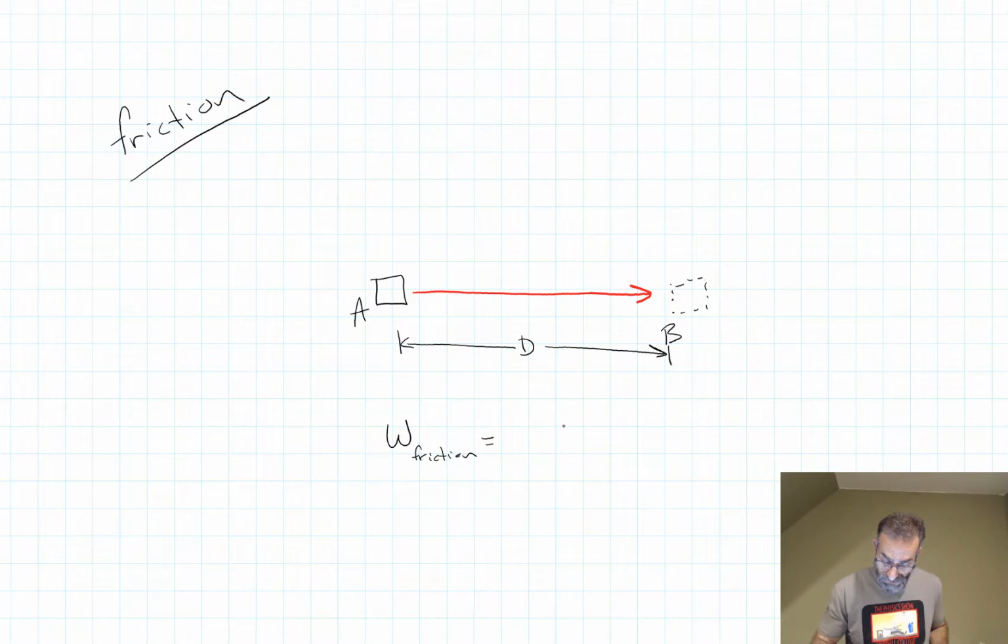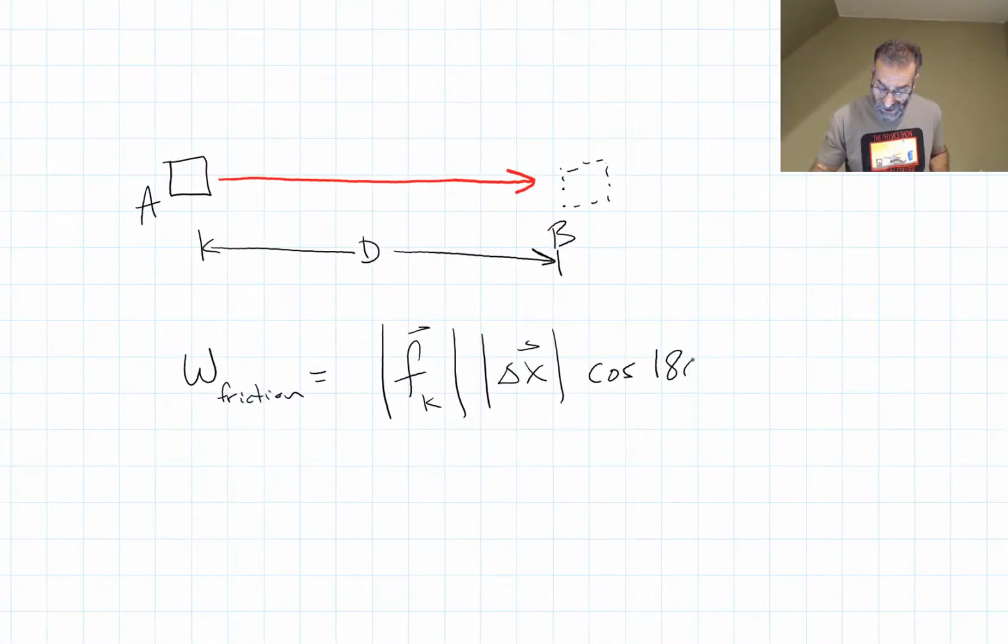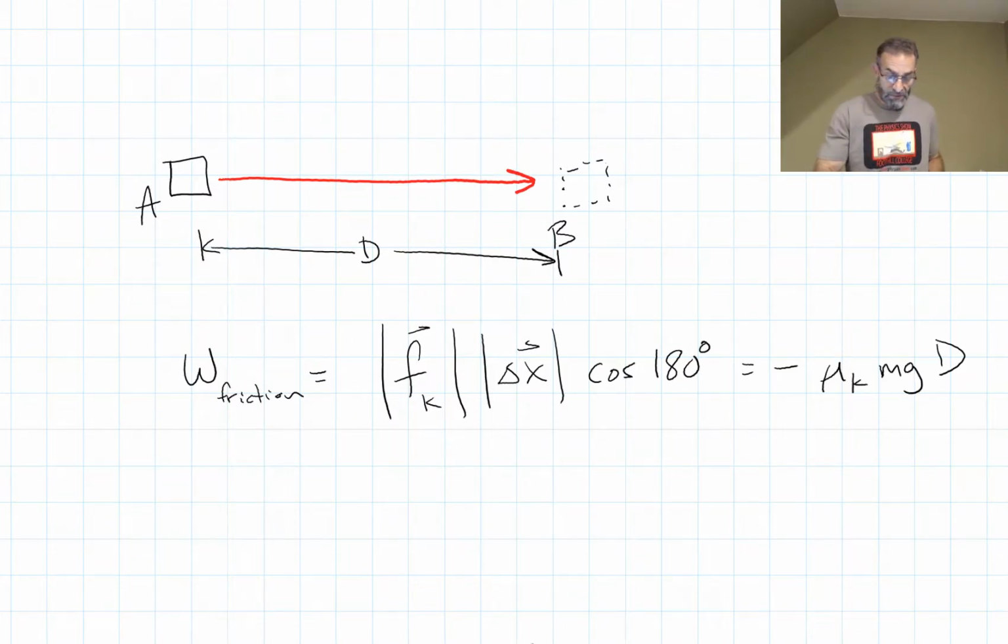is going to be the force of friction times the distance times the cosine of the angle we get when we put their tails together. And the force of friction is mu times the normal force. And the normal force for a box sitting on the floor is just mg, the weight of the box. So now we see we've got the work done by friction taking this red path here. We'll call that path 1.